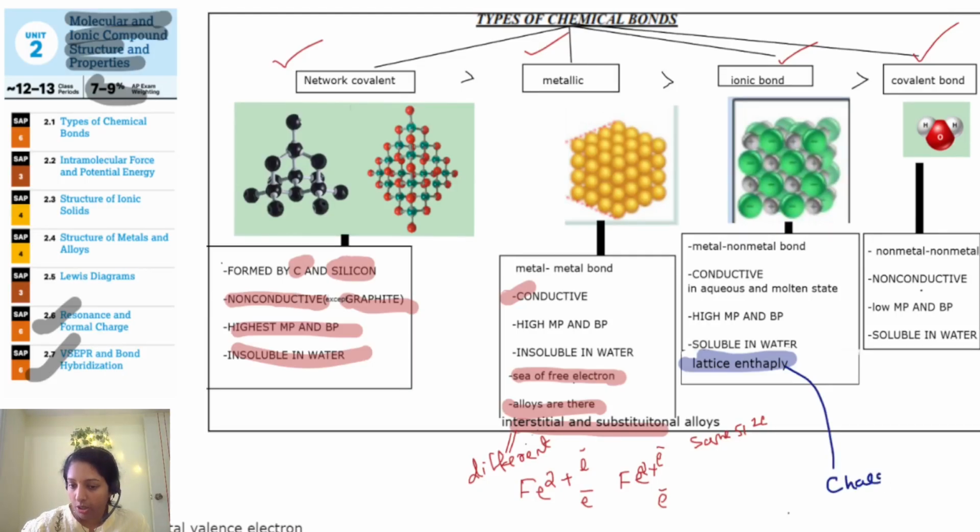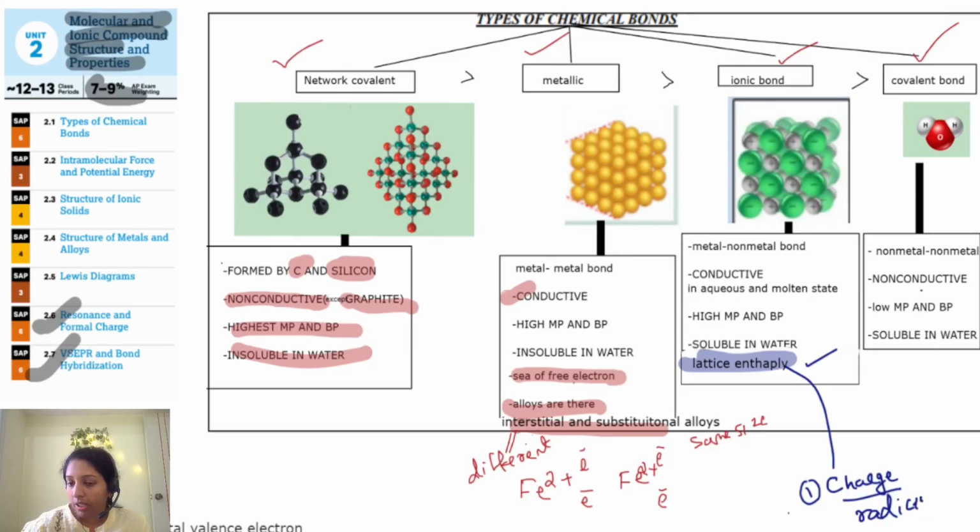Charge over radius ratio. You don't have to make the ratio, but first make a comparison with the charge. The higher the charge, the higher the attraction between the ions, correct? So you need to spend more energy in order to break the lattice. That is what we call the lattice enthalpy. If the charges are the same, then you can think about the radius, right?